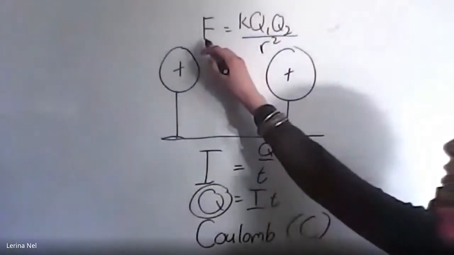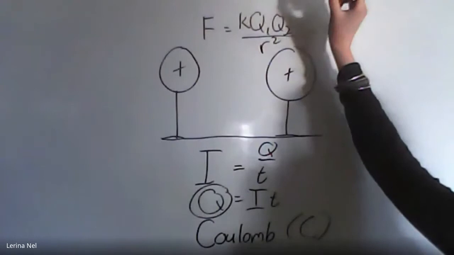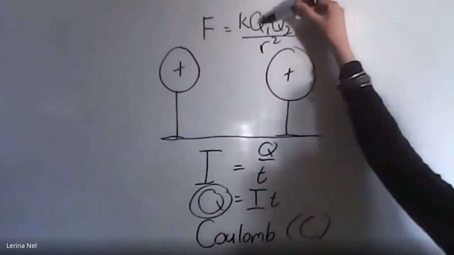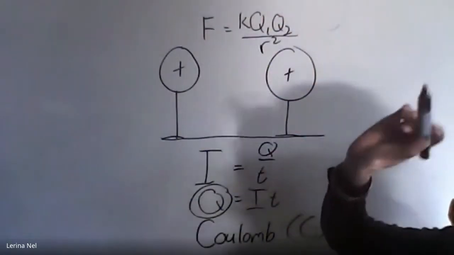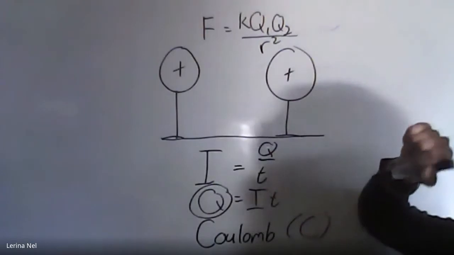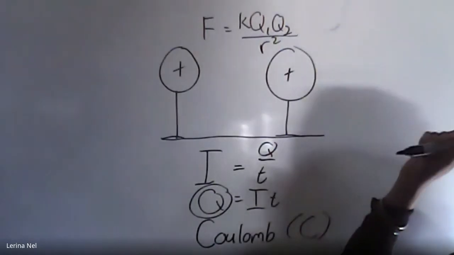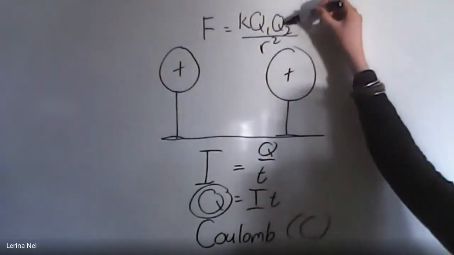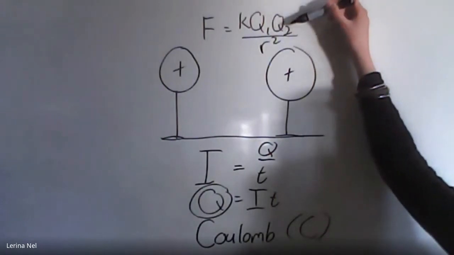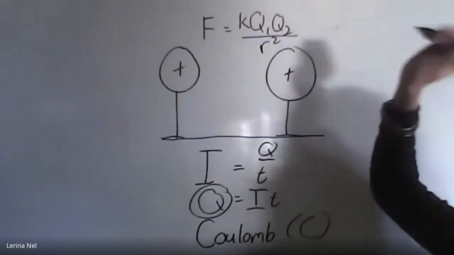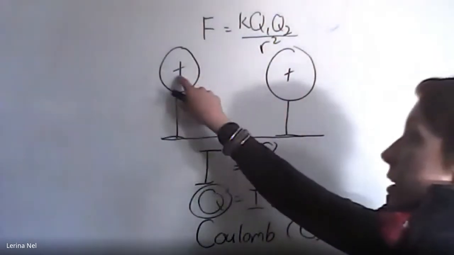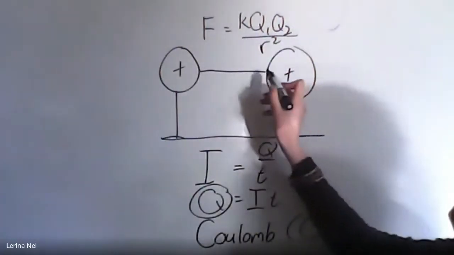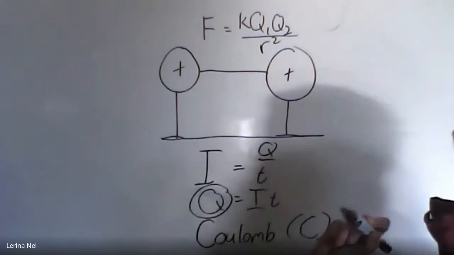Very important when you use this formula, you do not substitute the sign into the equation. If this was plus 4 microcoulomb, this was plus 6 microcoulomb, we would simply substitute 4 times 10 to the power negative 6, 6 times 10 to the power negative 6. And then another difference between Newton's universal law of gravity and Coulomb's law is that we measure gravity from the centers of objects, while we measure Coulomb's law as the distance between two objects, not from the centers. So that's just another important difference.